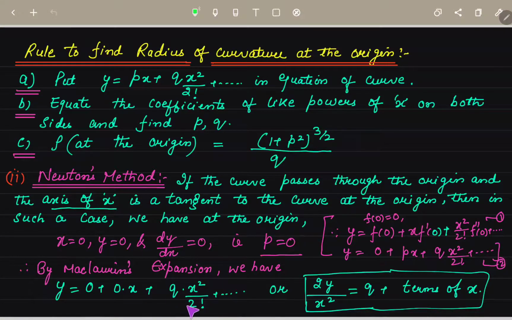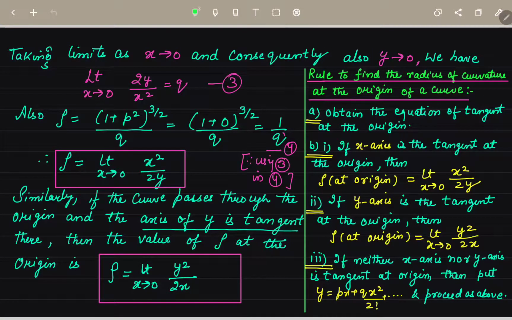So from here what do we get? We get this expansion, that is 2y divided by x square, after cross multiplying by this term. This is equal to q plus terms of x and higher powers of x also. Now what we have to do is take limits, because we know that the curve passes through the origin. So taking x approaches 0, consequently y also approaches 0. So from here we get limit x approaches 0 of the previous term, 2y divided by x square, is equal to q, and we have to neglect higher terms.